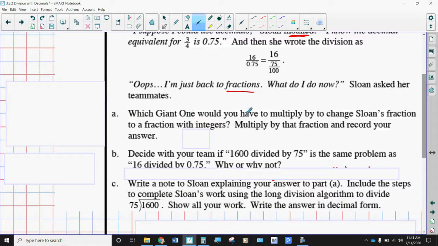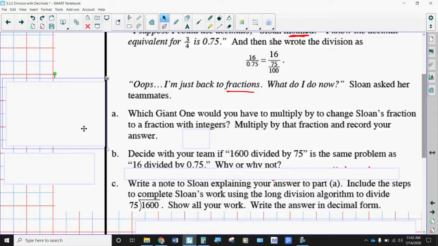So which giant one would you have to multiply by to change this fraction to a fraction with only integers, right? 16 is an integer, but 75 hundredths is a rational number. That's technically not considered an integer. Sure, the fraction itself has integers within it, but the entire fraction is a rational number. So what giant one would you use? How would you get this so that it's an equivalent fraction without having rational numbers?